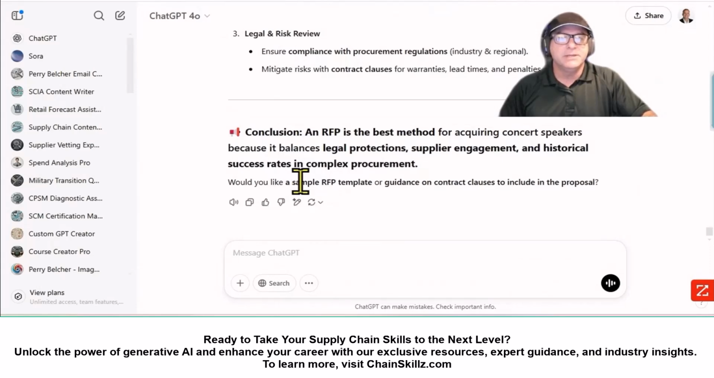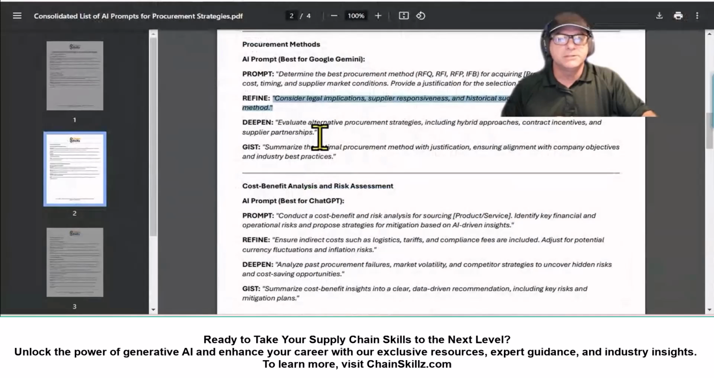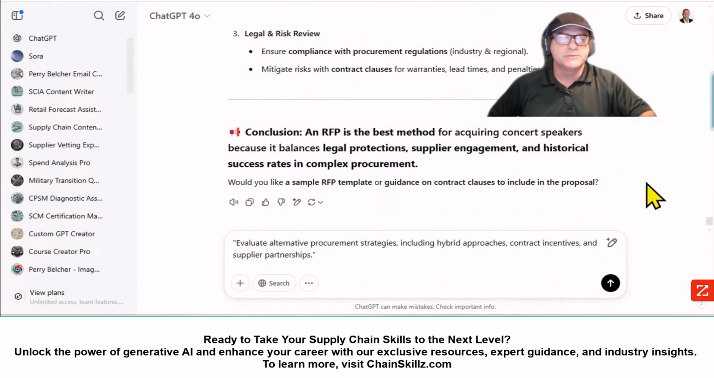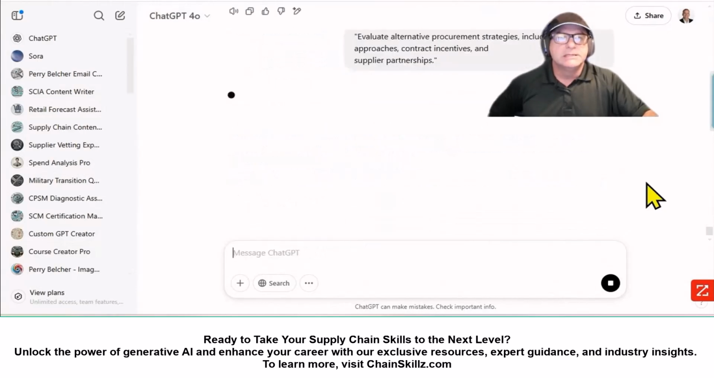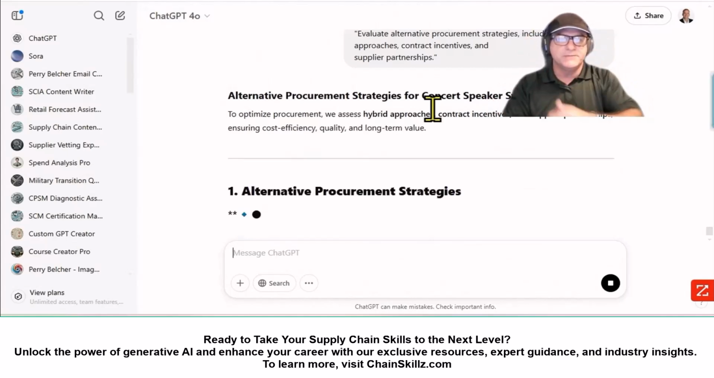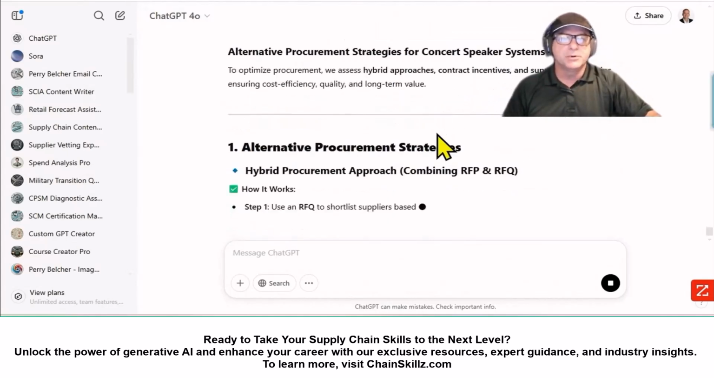Now it's asking me to do this, but we're not quite done yet. I'm tempted to let it do it. Let's go a little bit deeper. Evaluate procurement strategies, including hybrid approaches, contract incentives, and supplier partnerships. Okay, so now it's starting to see what else, what are some other ways we can get best value? What's a hybrid procurement approach?